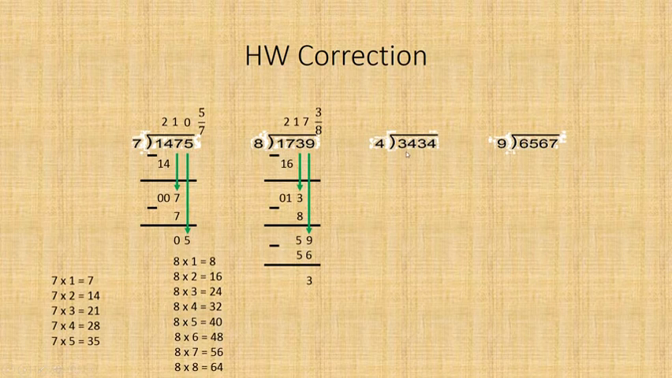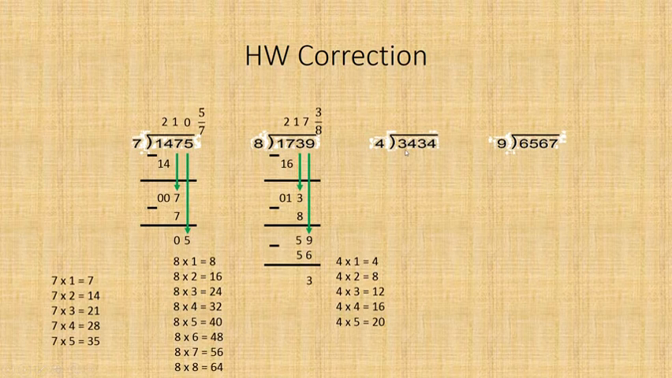I have here 3,434 divided by 4. So the first step is to write down the 4 times table. Okay, after that, try to divide. 3 divided by 4? Can't be. So I'm taking the two numbers together. 34 divided by 4. So I'm searching for 34 here. There is no 34. It's over 20. So I need to add more in the times table.